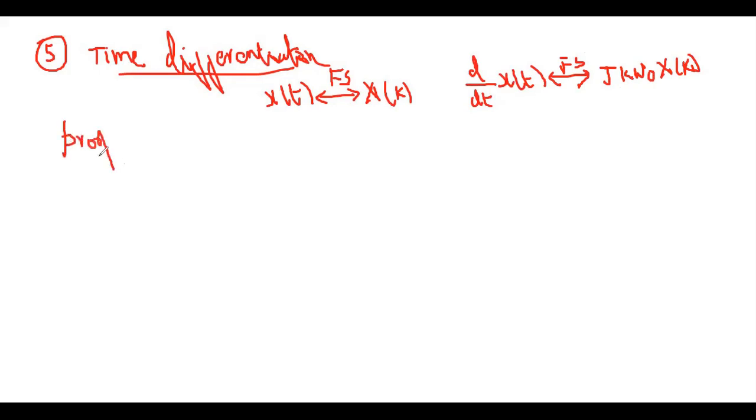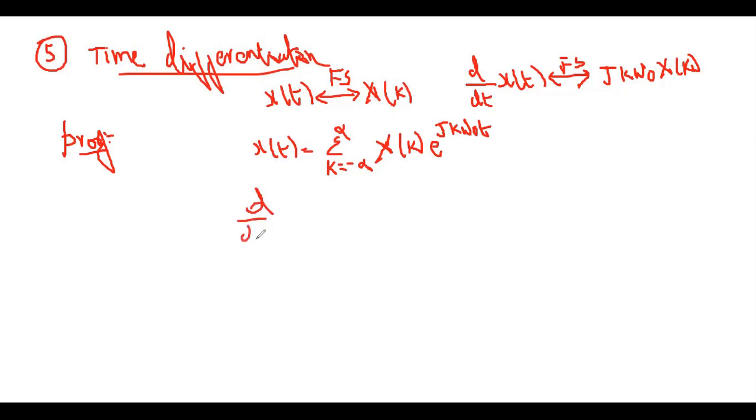To prove the time differentiation property in the Fourier series, use the synthesis equation, that is x of t equal to the sum of k equal to minus infinity to infinity of x of k, with the positive exponential e power jk omega naught t. Now we can apply the derivative on both sides. d by dt of x of t is equal to the sum of k equal to minus infinity to infinity of x of k. Here there are no t terms in x of k, so it is a constant. Only in the exponential do we have the t term. So d by dt of e power plus jk omega naught t.